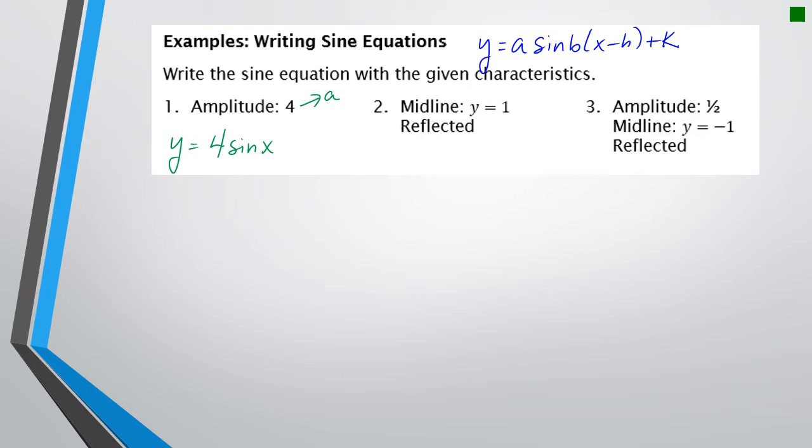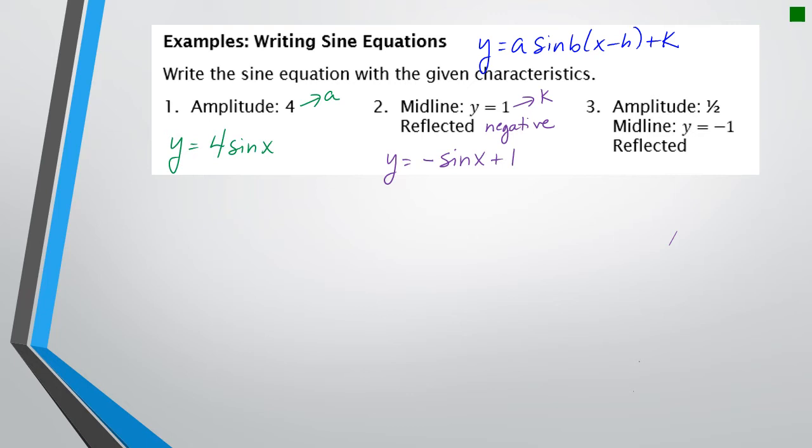For number 2, we have a midline of 1. Remember that your midline number is telling you what your k number is, and then reflected tells you that you're going to have a negative in front of sine. So I know that I'm going to have a negative. There's no a value, so I'm just going to write negative sine x. And then I'm going to write my plus 1 for my midline, which is my k value.